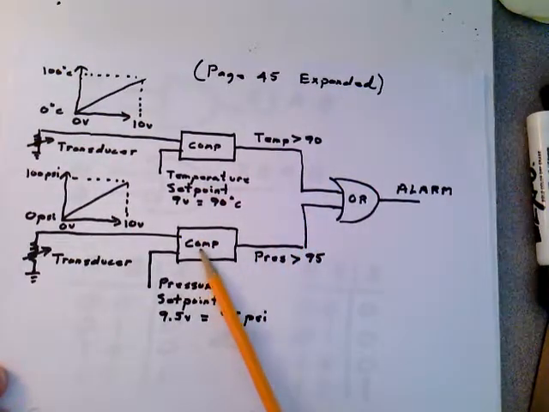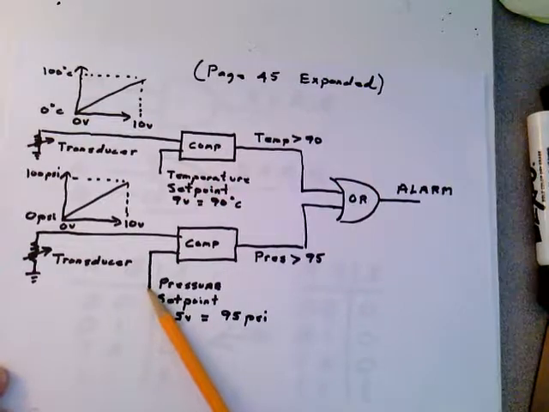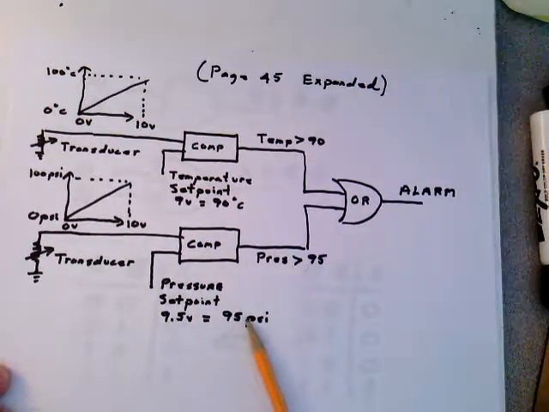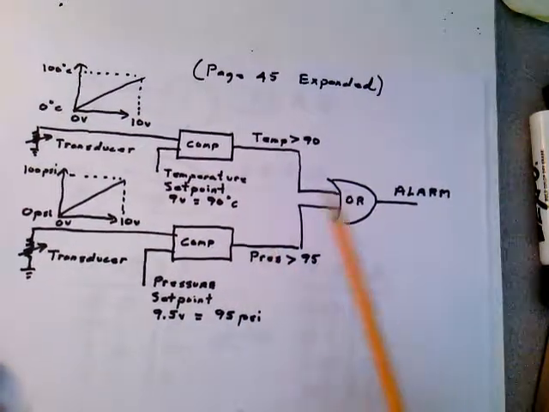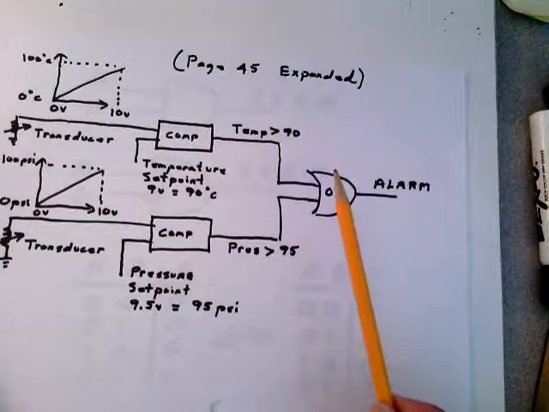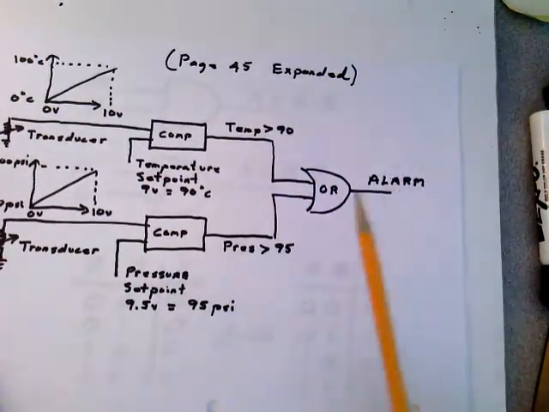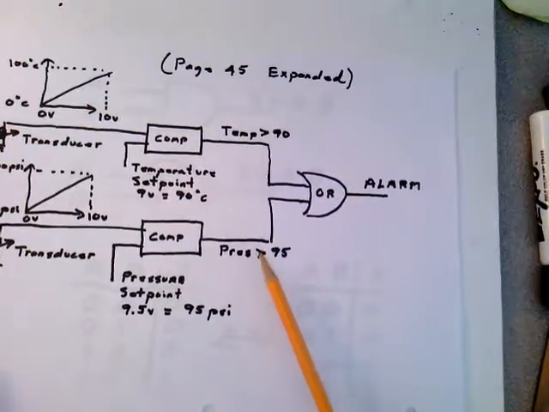And same thing with pressure down here. That's just a voltage level coming from a power supply that you set to whatever you want the set point to be. So in this particular circuit, we had an OR function. We wanted an alarm output whenever we had a temperature that was greater than a particular value or a pressure that was greater than a different value.